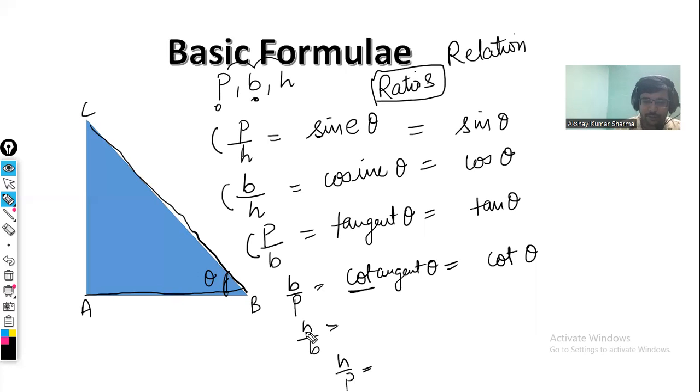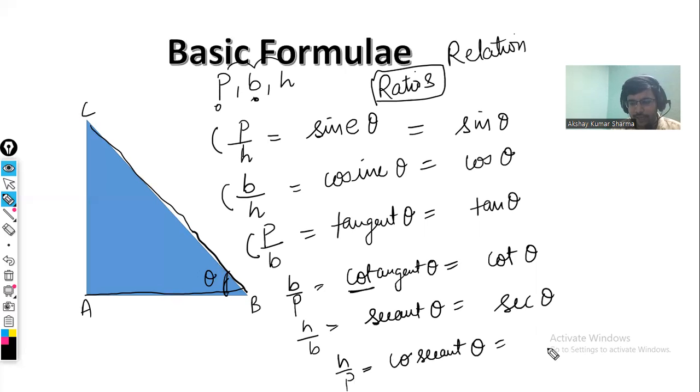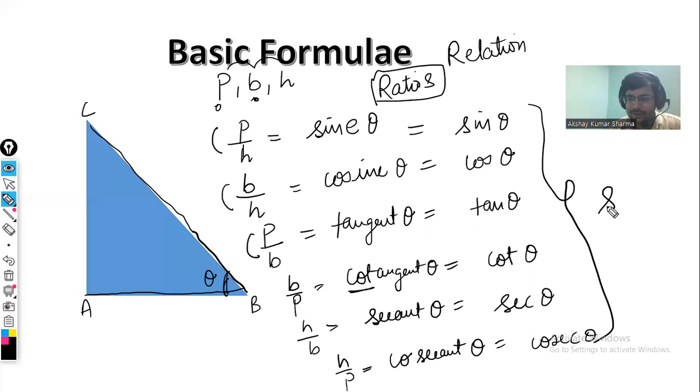Now what about H by B? This is called secant theta, or we can say sec theta. And the last one is cosecant theta, or we can write cosec theta. So finally, we have written all six trigonometric ratios. Yes, there are only six trigonometric ratios. What are they? You can see. Is it clear, everybody?